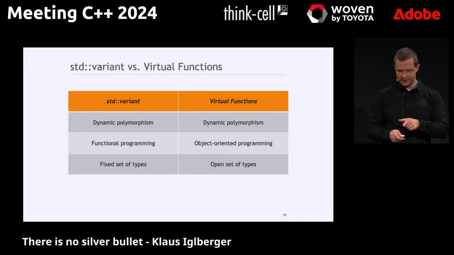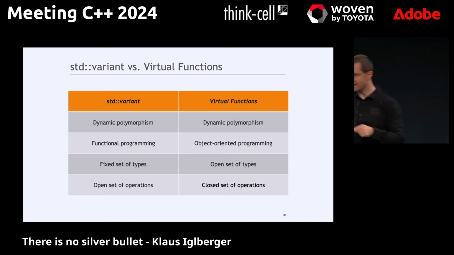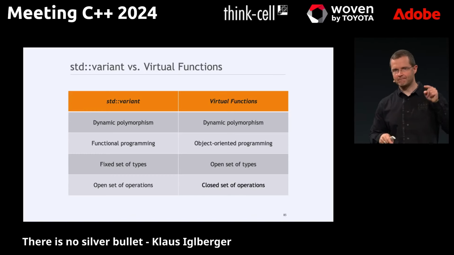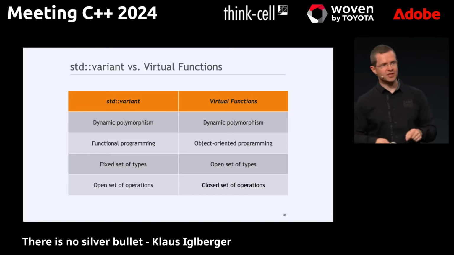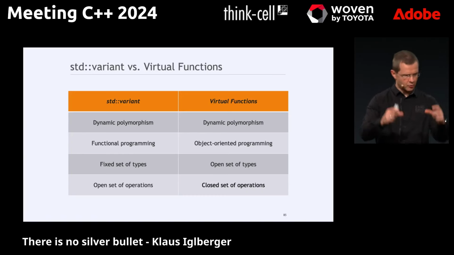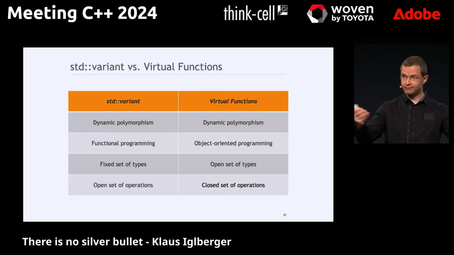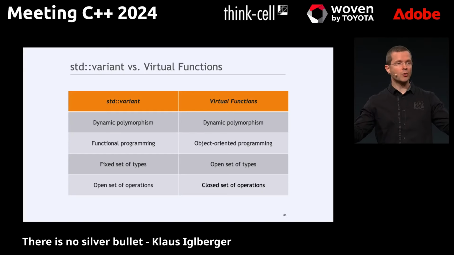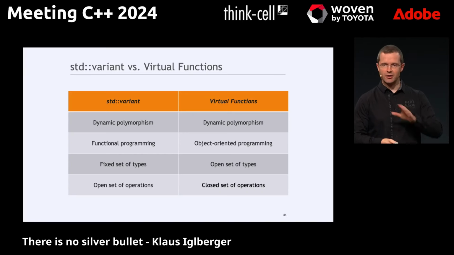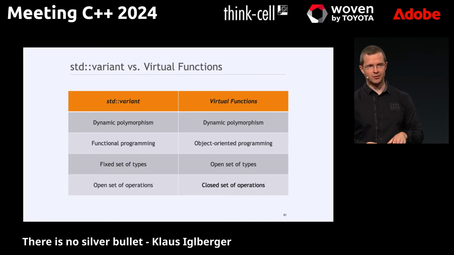Standard variant and virtual functions, therefore, pretty much have kind of the opposite properties. A variant fixes your set of types that it can work on. It's quite visible in the variant type itself. But as a good thing, you have a totally open set of operations. Whatever you want to run on these types, you can add this freely without changing any existing code.